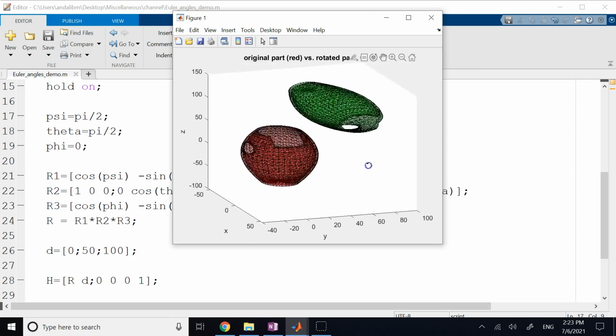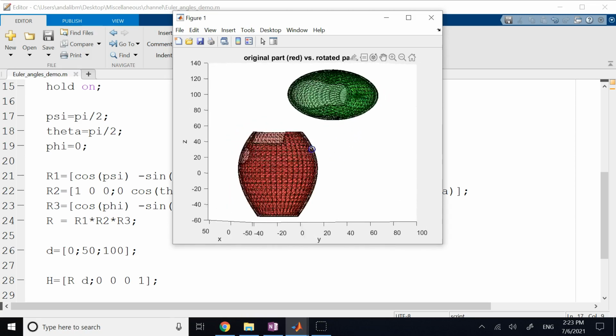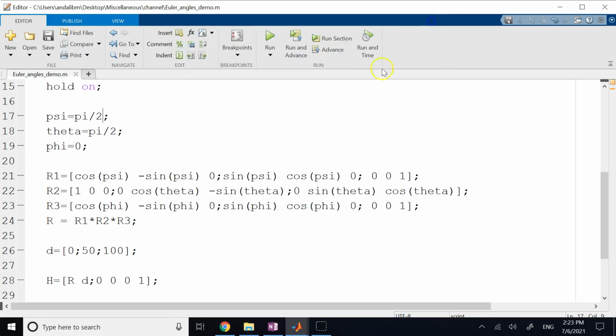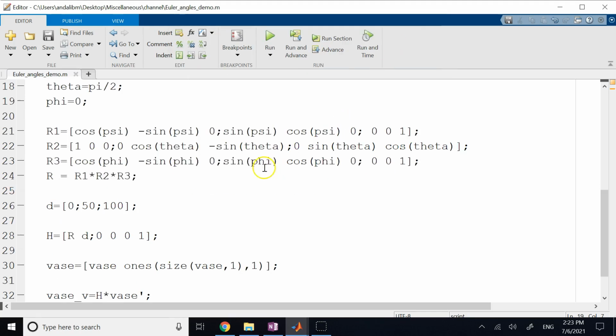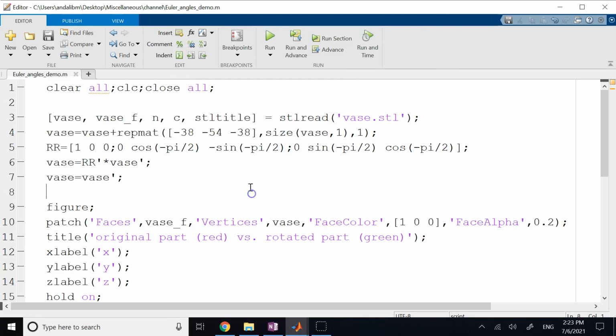Okay, so this is called rigid body transformation, and you can go from any position and orientation to any other position and orientation.